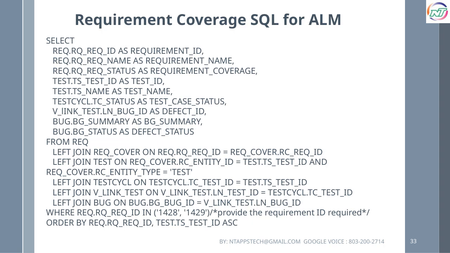The data is gathered through multiple left joins, connecting requirements to tests, test cycles, linked bugs, and defects to give a comprehensive view of how each requirement is being tested and if any issues have been identified. You can specify particular requirement IDs to focus on, and the results are ordered by requirement and test ID for easy navigation. This helps in tracking how thoroughly each requirement is covered and whether there are any unresolved defects related to testing. Let's move on to the next slide.